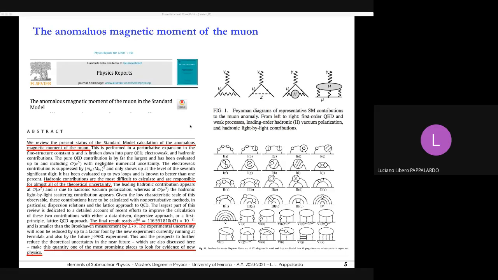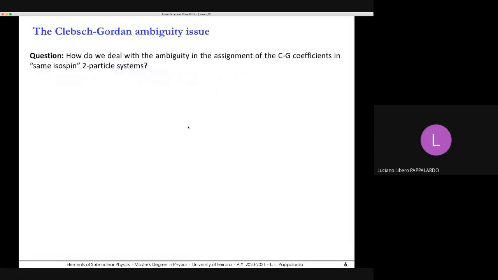So, okay, this was all about the muon. Let's now start our lesson. There was a question at the end of the last lesson that I can summarize here somehow: how do we deal with the ambiguity in the assignment of the Clebsch-Gordan coefficient in same isospin two-particle systems? I think this was the question.